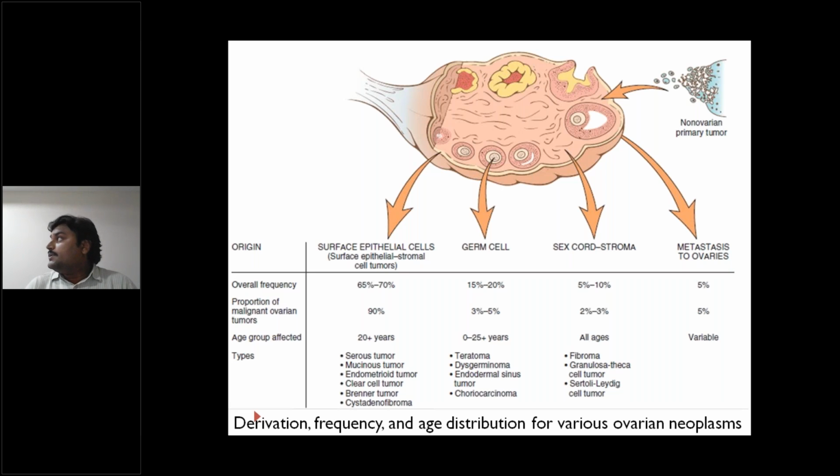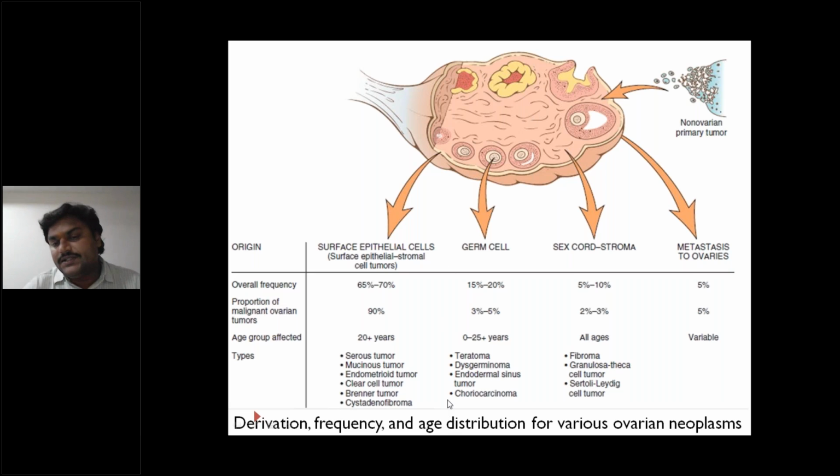Next entity is the sex cord stromal tumors, which include around 5 to 10% of the cases. The malignant tumors account for 2 to 3% of cases. All ages are affected. The sex cord stromal tumors include fibroma, granulosa theca cell tumor, and Sertoli Leydig cell tumors. Next, metastatic tumors, the tumors from the stomach or elsewhere. They will usually spread by a peritoneal route. They will metastasize to the ovaries, and they account for around 5% of the cases.